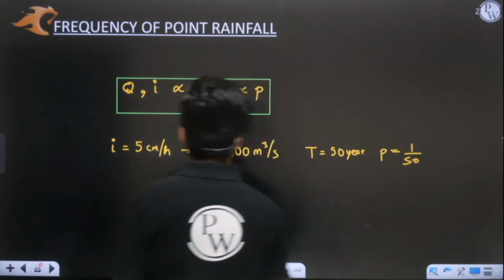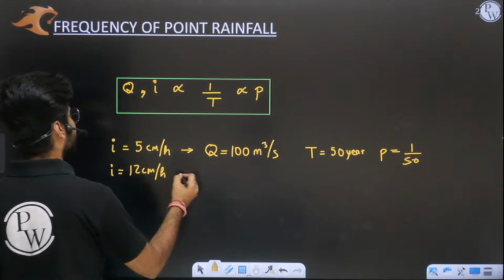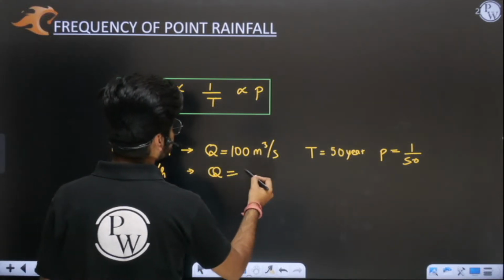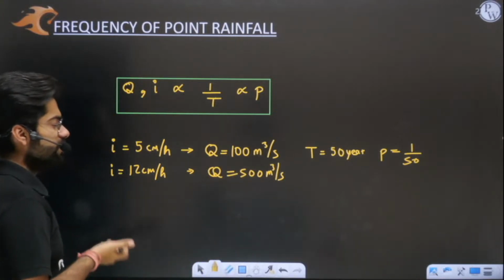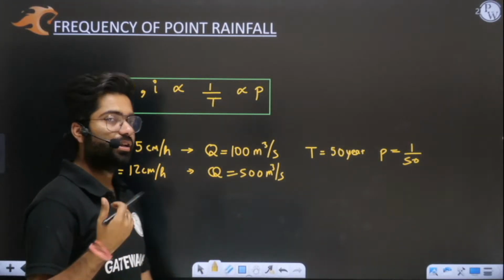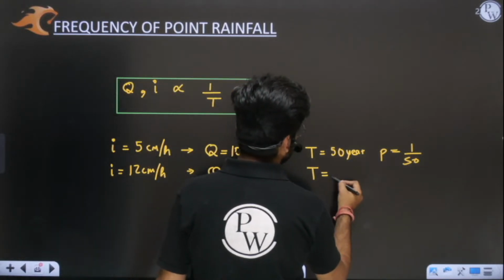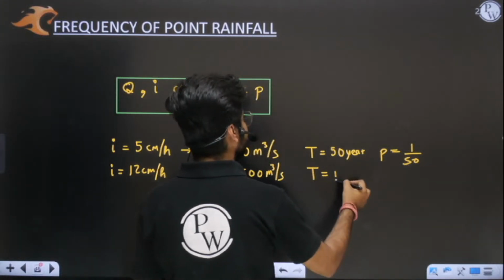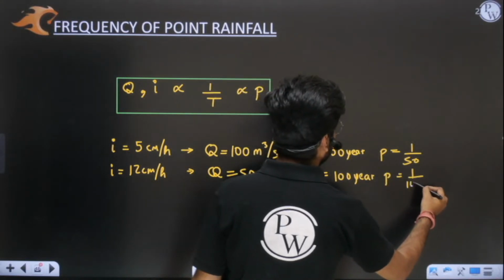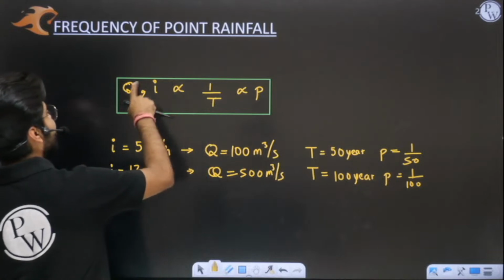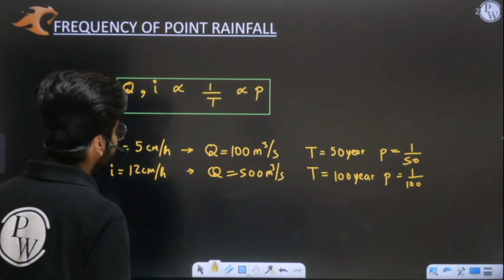Now the second case: let us say rainfall intensity is 12 centimeter per hour. Because of this, discharge in the river is 500 meter cube per second after runoff. Obviously, you all know, because of rainfall, runoff will happen after some time. For such events, the return period will be even higher. Let us assume it to be 100 years. Then probability will be even lower. So the higher the magnitude, the lower the probability.